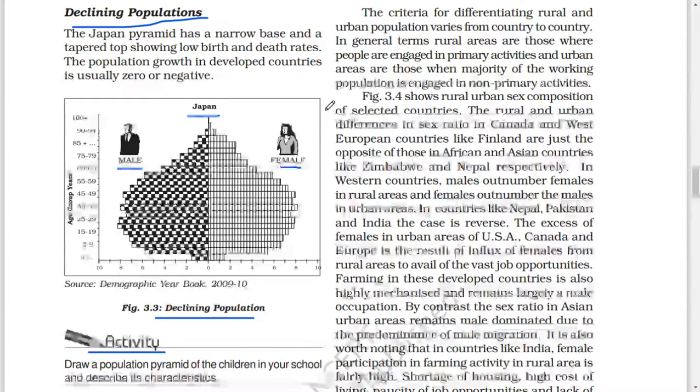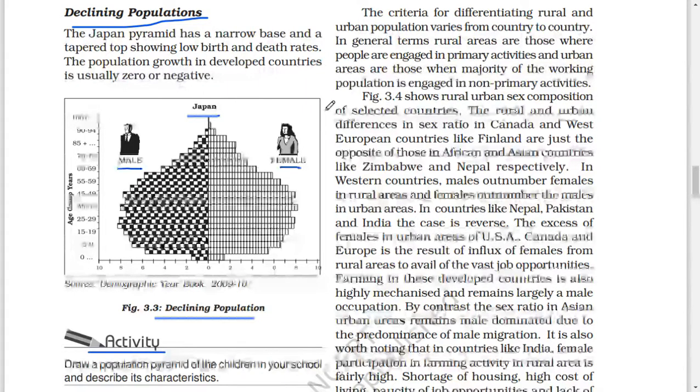The rural and urban differences in sex ratio in Canada and West European countries like Finland are just the opposite of those in African and Asian countries like Zimbabwe and Nepal respectively. In Western countries, males outnumber females in rural areas and females outnumber males in urban areas. In countries like Nepal, Pakistan, and India, the case is reversed.